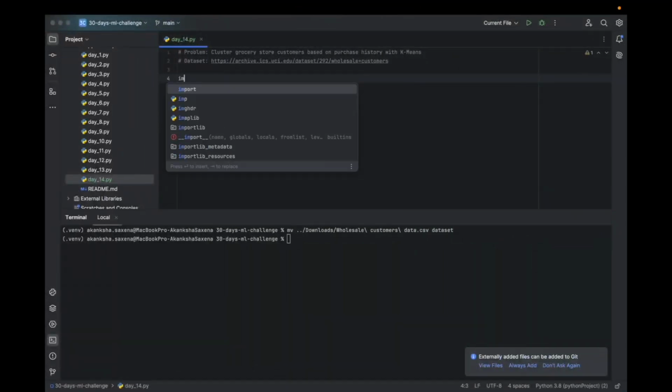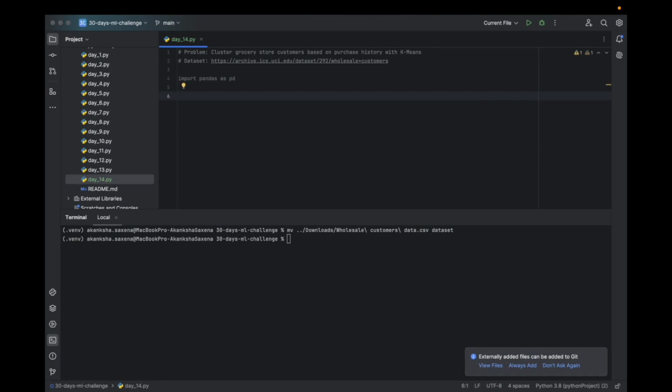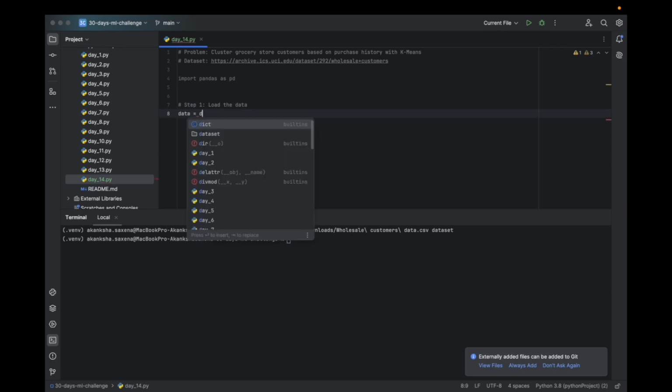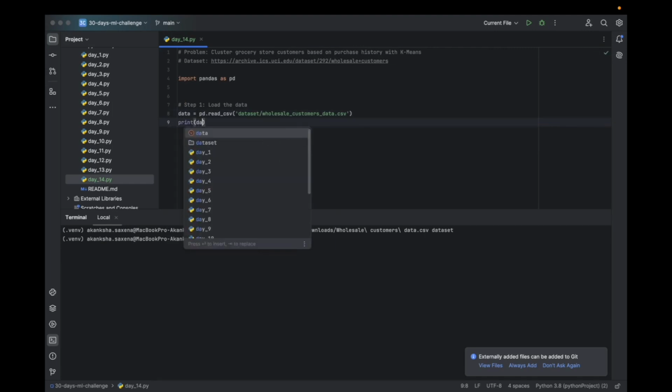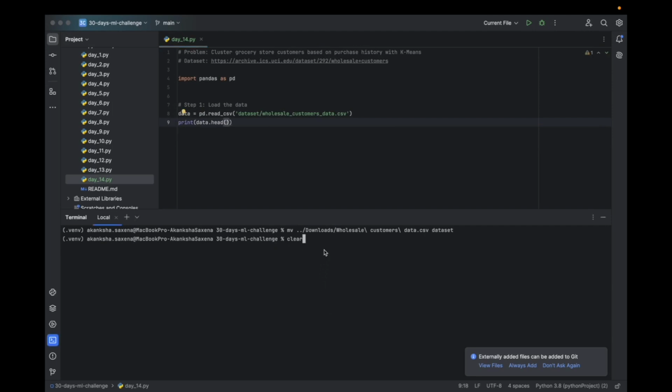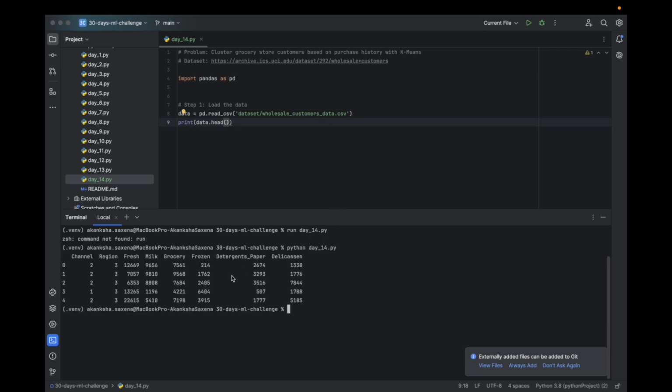Okay, now let's start. Import pandas as pd. And step number one is load the data. Here the data is going to be pd.read_csv, and we'll specify the dataset folder, and it will start with wholesale customer data.csv. Let's read this data using the head function of the pandas data frame. Run this day 14 file, not run, it should be Python. Okay, so this is how the data looks.